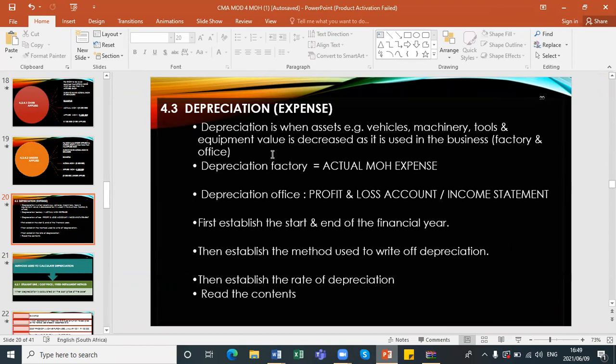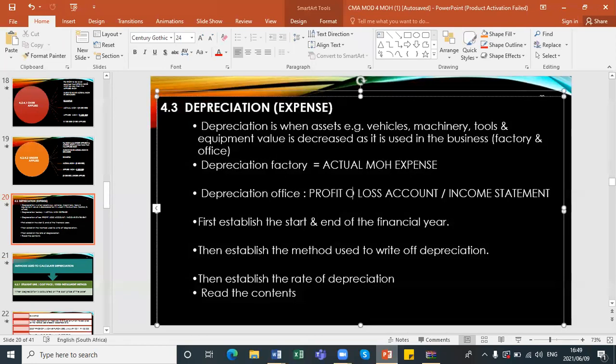For example, if you buy something like a car and it's worth 50,000 when you buy it, at the end of the financial year, it can't still be worth 50,000 as you use it in your business. So the amount it decreases by is called depreciation. Now, depreciation for a factory item is an actual MOH expense. Depreciation for an office item will be recorded in the profit or loss account or in the income statement.